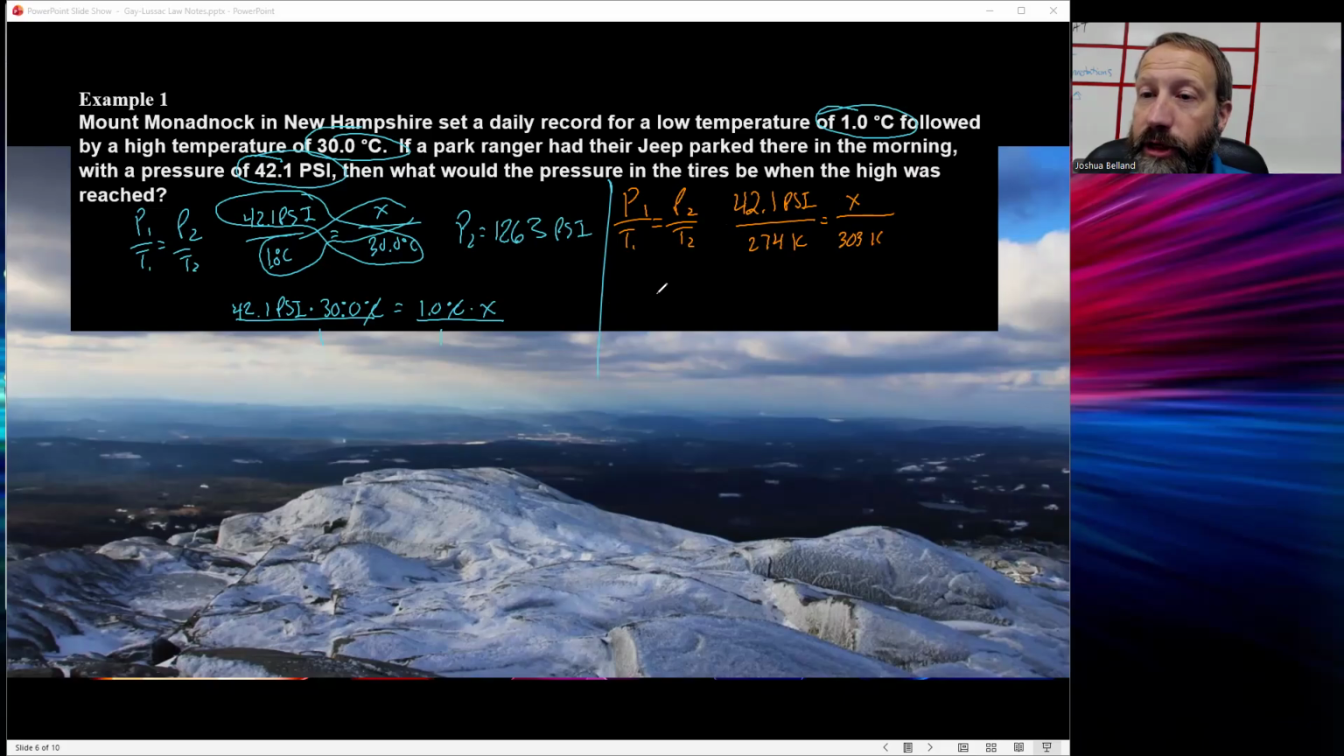Okay, so now I'm going to cross multiply and divide. So 42.1 PSI times 303 kelvins equals x times 274 kelvins. And I'm going to solve for x. I'm going to take 42.1 times 303 divided by 274, and I get 46.6. So those car tires, whose cold tire pressure was 42.1, now have to hold 46.6.